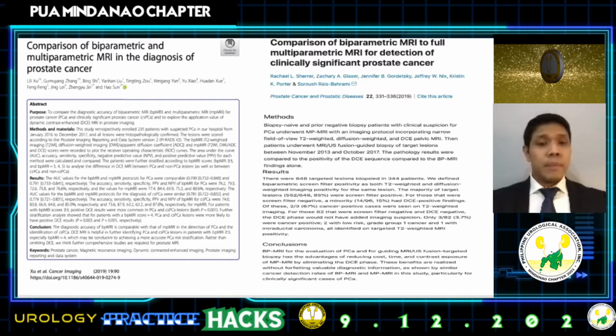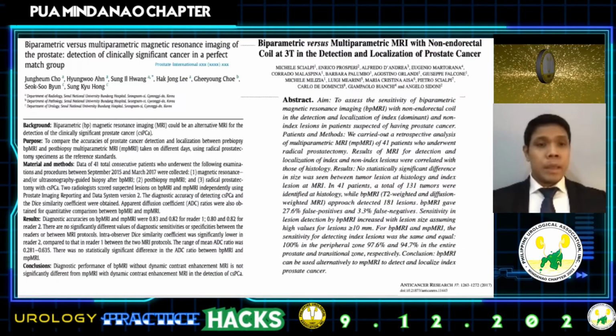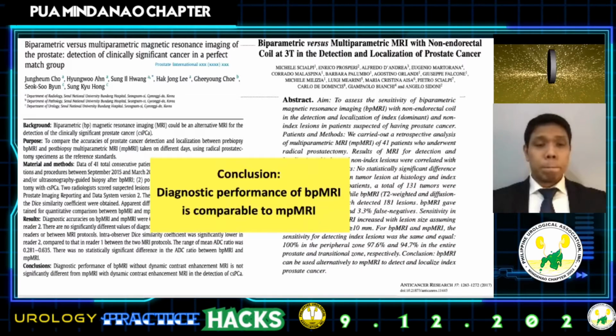There are studies from the US and Asia showing biparametric MRI is a good alternative to the multiparametric MRI. And actually, studies would show or conclude that diagnostic performance of biparametric MRI is comparable to multiparametric MRI. There are also studies or data from Europe showing the same.